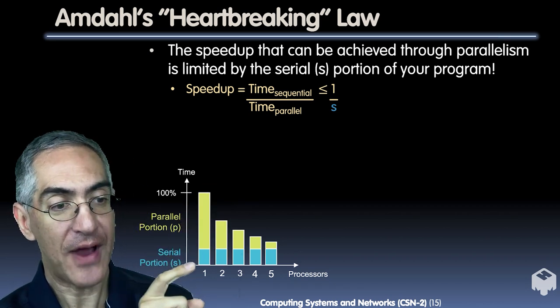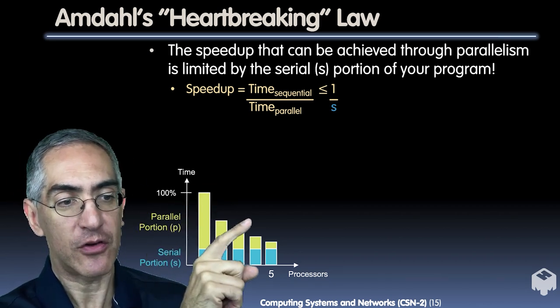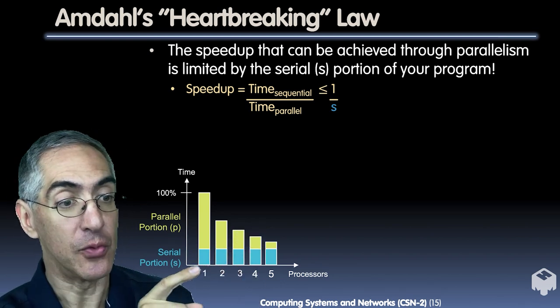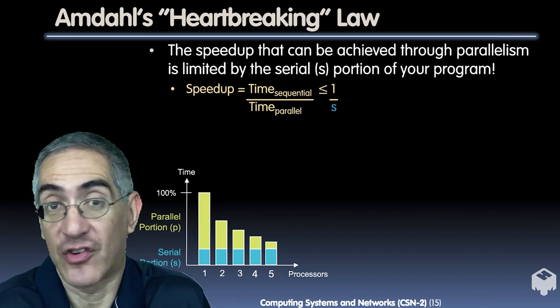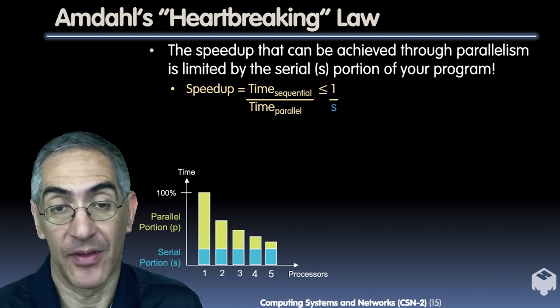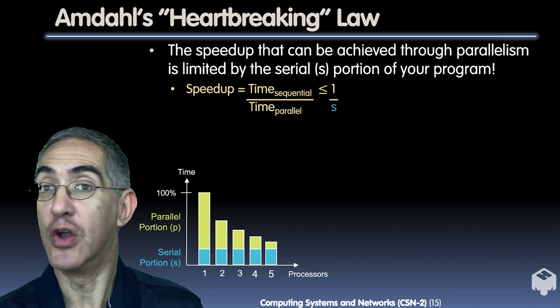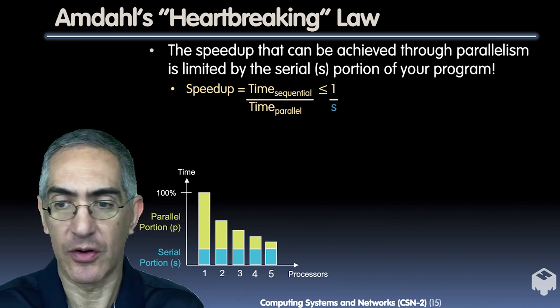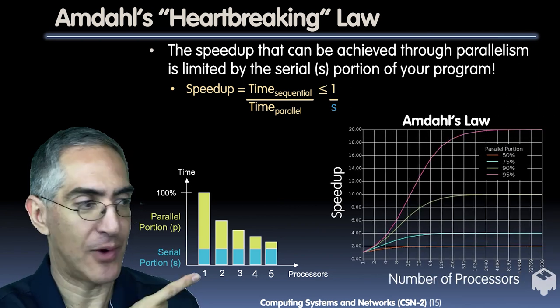And S is a fraction. Once we go all the way to the right and there's no more yellow, the only thing you're left with is this blue. And what's the blue? It's just S. This is a fraction, like a quarter or a half or a tenth. So the speedup is no better than 1/S. And you're like, well, that seems pretty good. Maybe we can get a good number, except let's look at this graph over here.